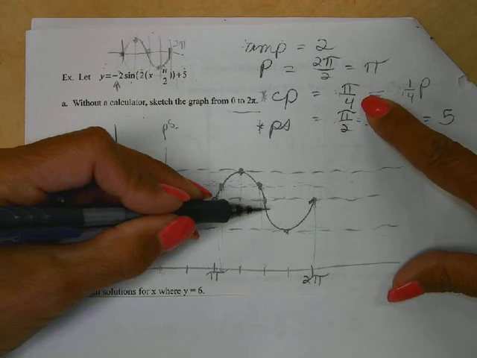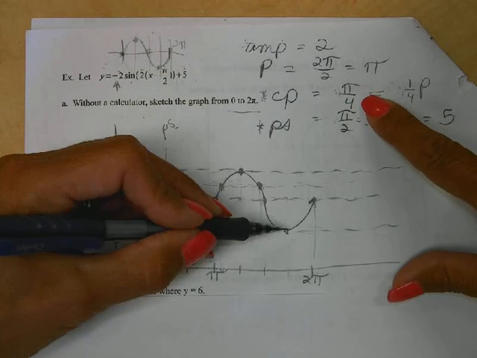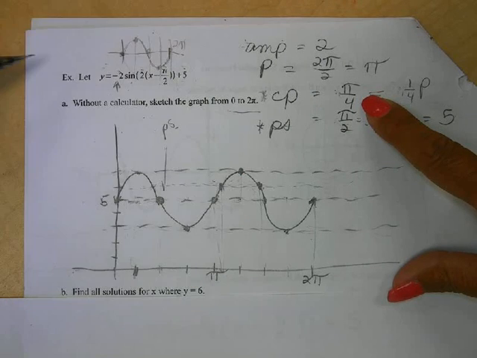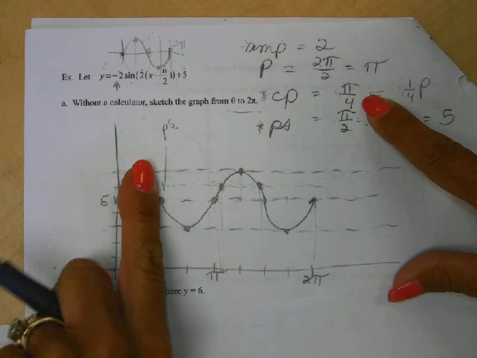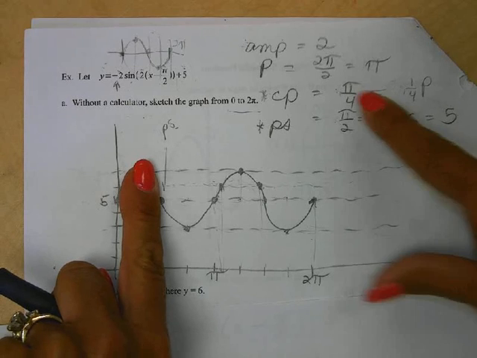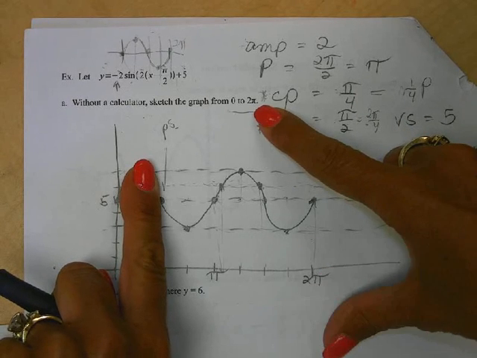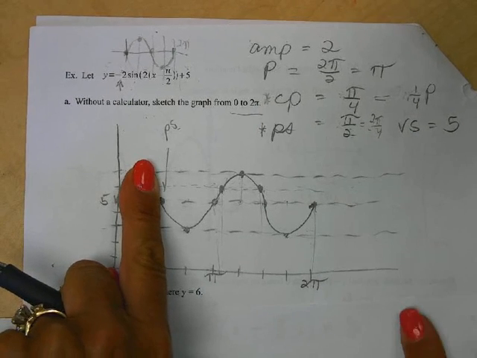And then I move over pi over 4 again to get to my next critical point, which will be a high. Move over pi over 4 more to get to a middle. Move over pi over 4 more to get to a low. Pi over 4 more to get back to a middle. Now that would have graphed this much of the wave.